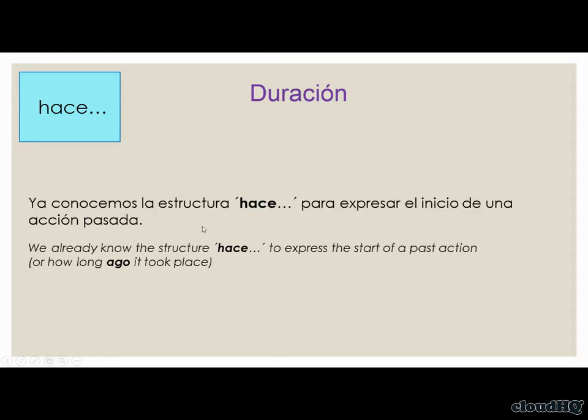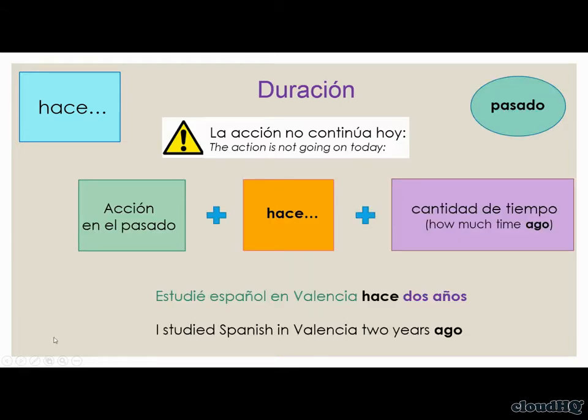Ya conocemos la estructura hace para expresar el inicio de una acción pasada. Importante, la acción no continúa hoy. Está en el pasado. Acción en el pasado, estudié español en Valencia, más hace, más cantidad de tiempo, 2 años, por ejemplo. Estudié español en Valencia hace 2 años. En inglés, I studied Spanish in Valencia 2 years ago.